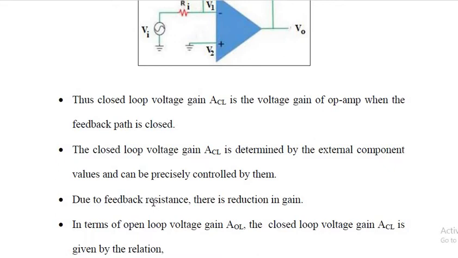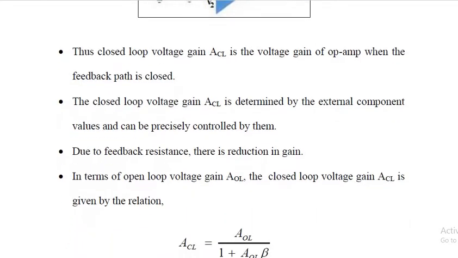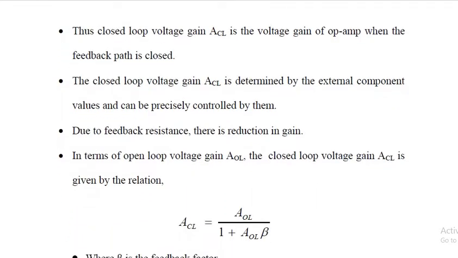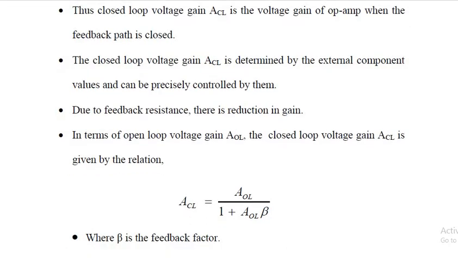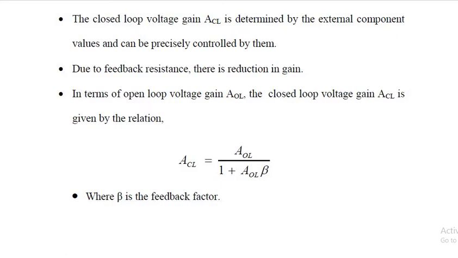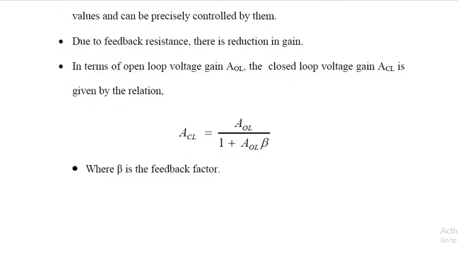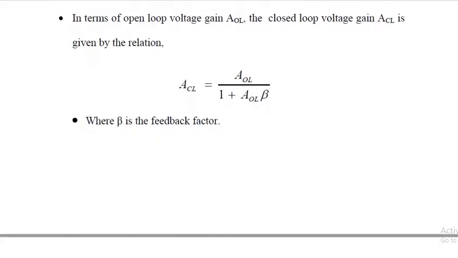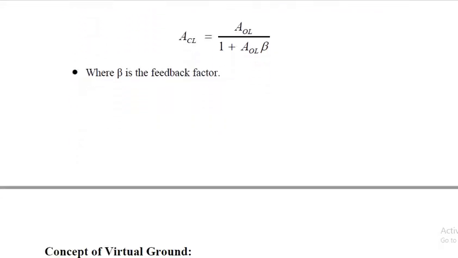In terms of open loop voltage gain AOL, the closed loop voltage gain ACL is given by the relation ACL is equal to AOL divided by 1 plus AOL into beta, where beta is the feedback factor. I have explained positive feedback and negative feedback in the other video. You can go through it for more information about the feedback concepts.